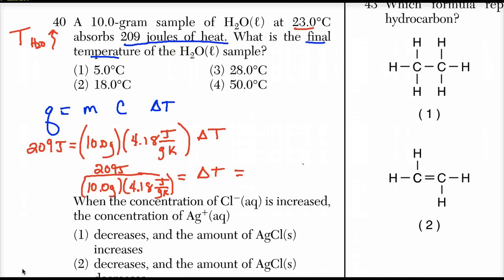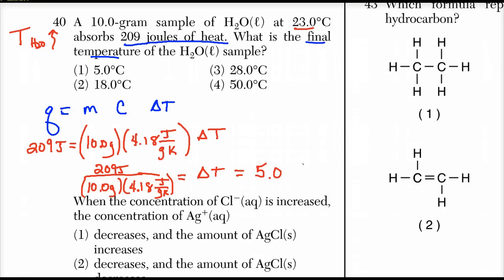Now when you do this math, don't do 209 divided by 10 times by that. You're going to have to put these together. I can do 209 divided by parentheses 10 times 4.18, close the parentheses. If you can't do that, then do 10 times 4.18, put that number on the bottom, and then do 209 divided by it, because again, if you do 209 divided by this times by that, that will not work. Okay, so I get a change of temperature that is 5, and I'll make it 5.0.